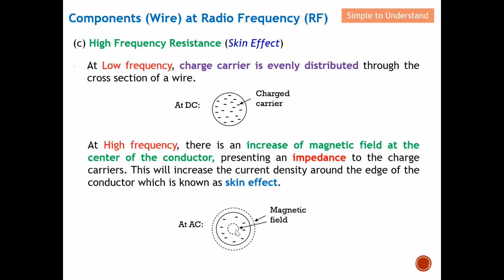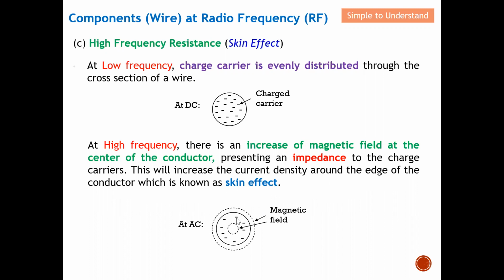You can see from here, at higher frequency, there is an increase of magnetic field over the center of the conductor. This presents an impedance to the charge carriers, which means a higher impedance. This will discourage the current from flowing at the center of the conductor, so the current density increases around the edge of the conductor, which is known as skin effect.